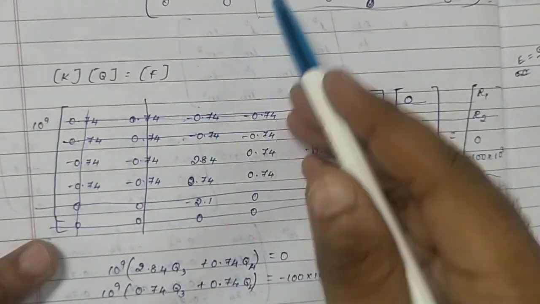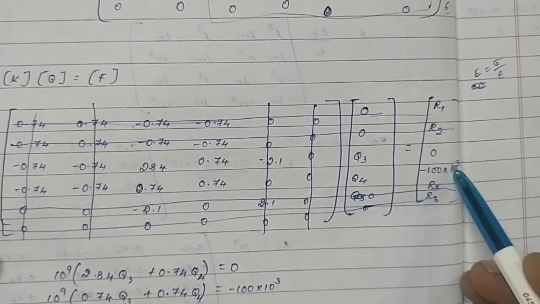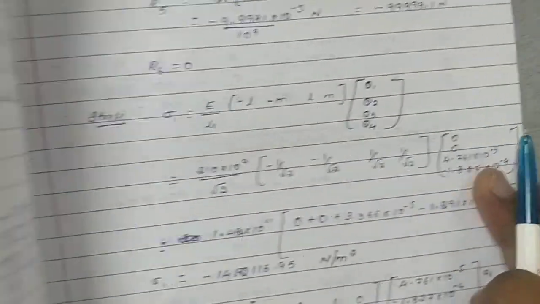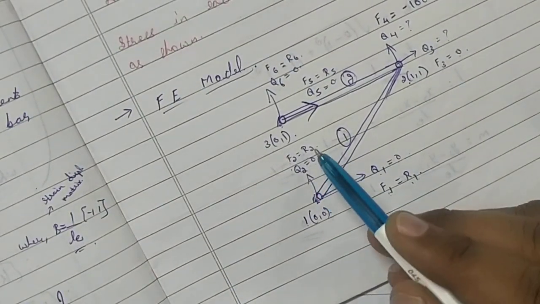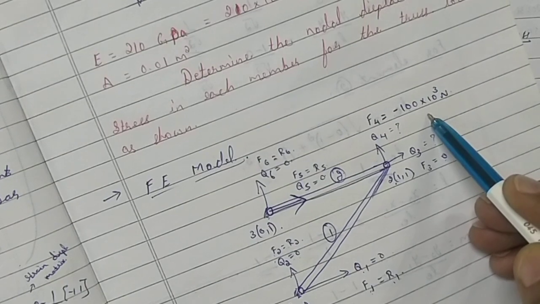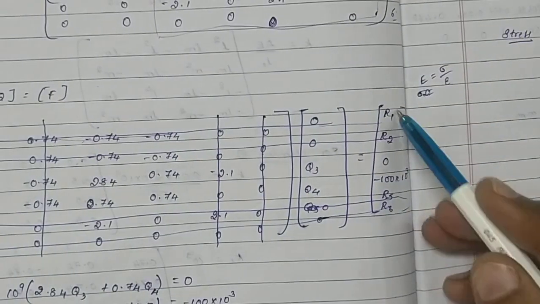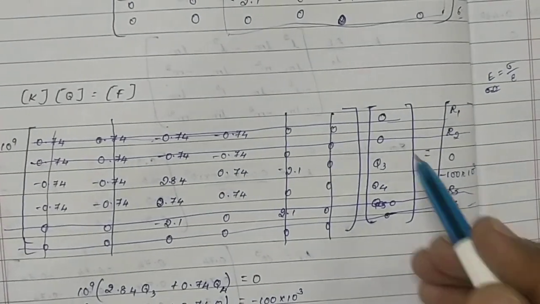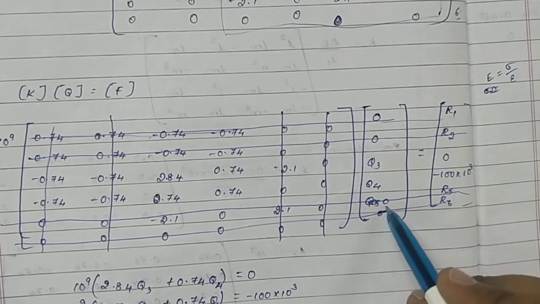KQ is equal to F, we have the K, Q is equal to F. F we know, R1, R2, 0. Where did we get this from? We have got this from here. R1, R2, 0, minus 100 into 10 power 3 Newton, 0, sorry, R5 and R6. Next, using the elimination method, strike off the rows and columns wherever we have 0.